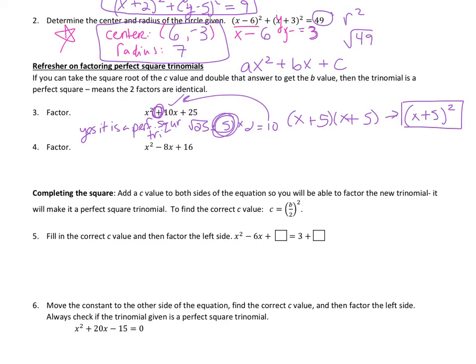So for number 4, we're going to do the same thing. We take the square root of 16, we get 4. Then we can multiply by 2, and we get 8. And yes, that is the same number as our b value, so it does work. When we write our two factors then, I want you to fill in what you think the two parentheses should be.